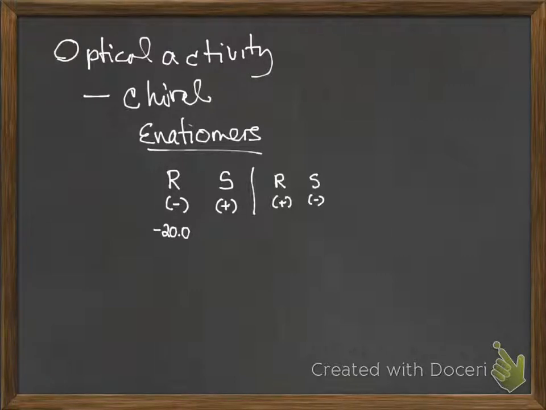But if R has a specific rotation of minus 20, what is S? Plus 20. Okay, now if I make a mixture, 50-50 R and S, what should the rotation be? 0. Okay.